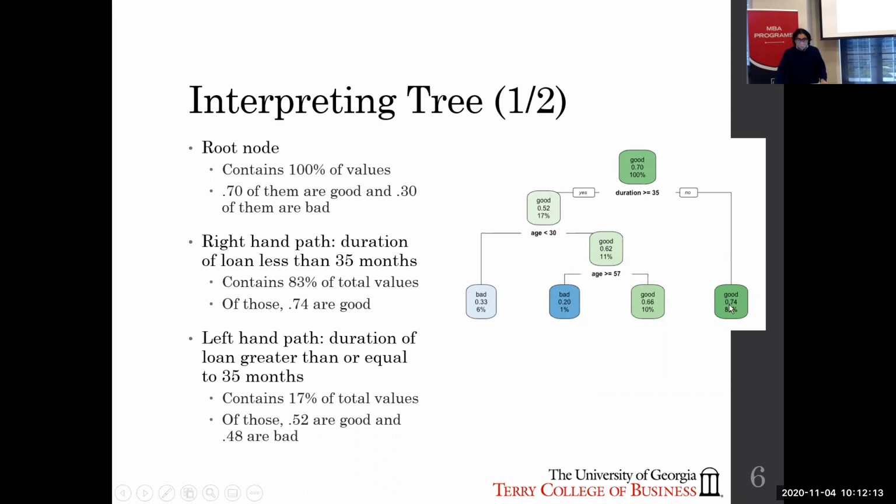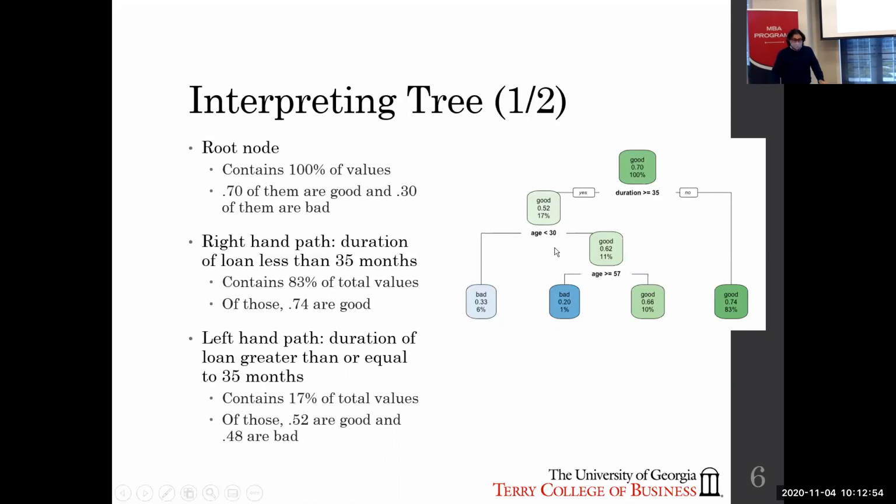And so what happens here? Well, the right-hand path is where the duration of the loan is less than 35 months, and that contains 83% of the total values, right? So the majority of the values are going down that path. You can see that 83 and 17 add up to 100. And there you can see that 74% of the observations within that node are considered good, right? They get paid back, right?